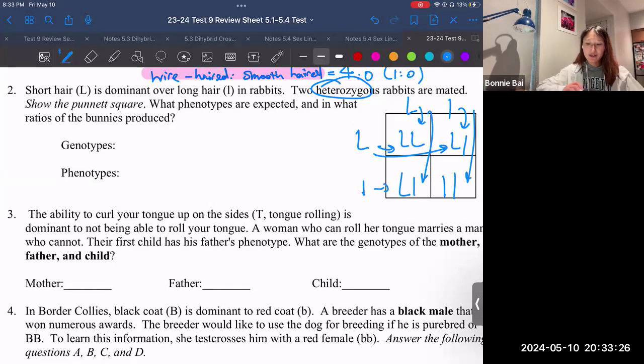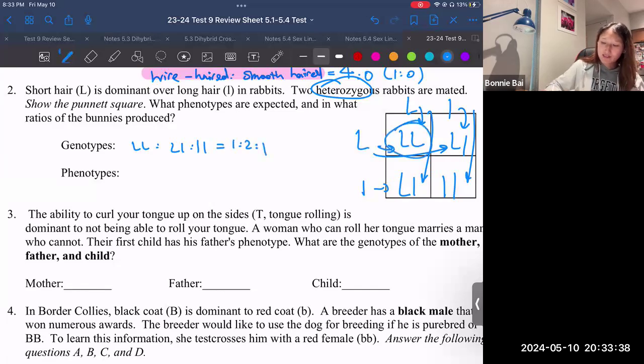So what we see over here in terms of genotype, we do have 3 different kinds of genotypes now. I like to write my homozygous in the front. Equals a 1 to 2 to 1 ratio, because we see this one time, we see these ones twice, right? So the big L, little l, you see twice. Little l, I see once.